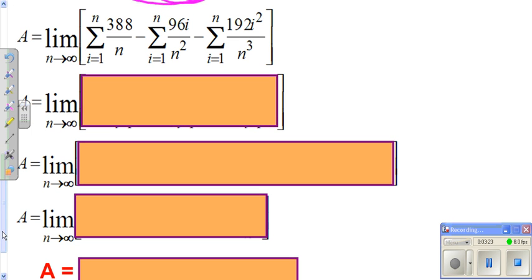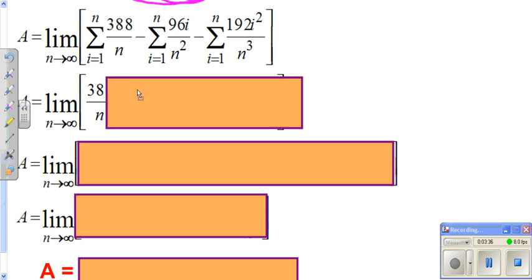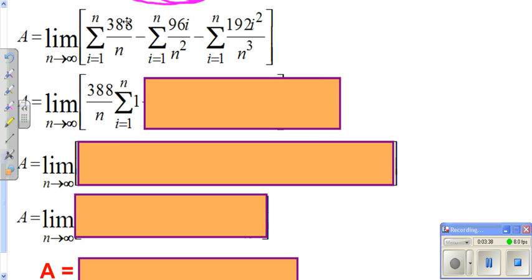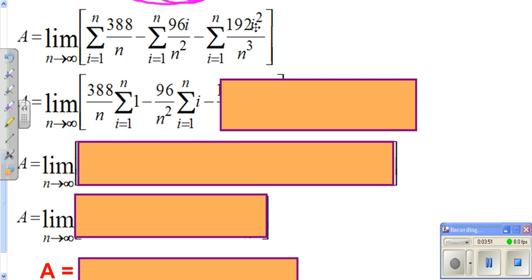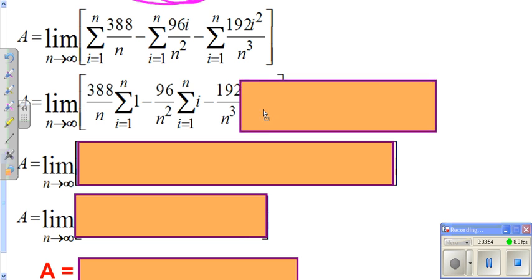Well, now we want to use the properties of our summation. We want to take our constants and pull them out front. We have no i's here after the first one, so we're going to pull that 388 over n out in front, leaving us with a 1 afterwards when we pull that out. Here we have an i, so everything that doesn't have an i we're going to pull in front because that's your constant, leaving you with an i to the first. Here we have an i squared, so anything that's not an i squared we'll pull out in front.